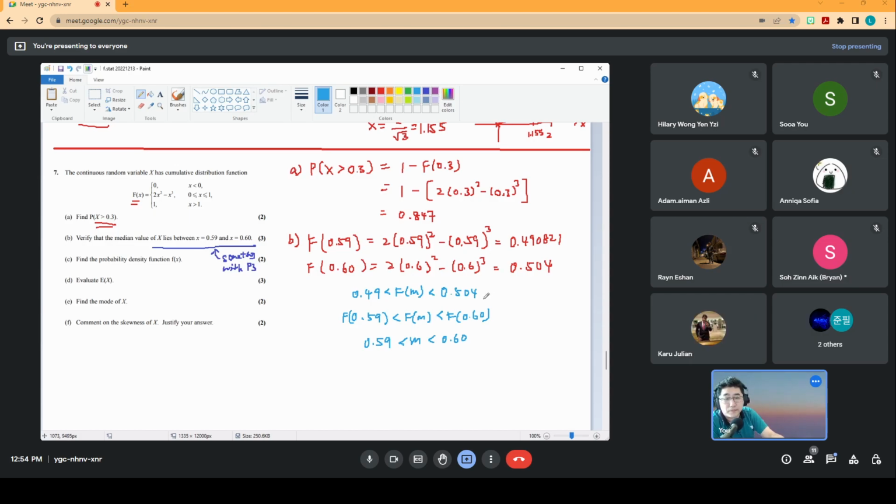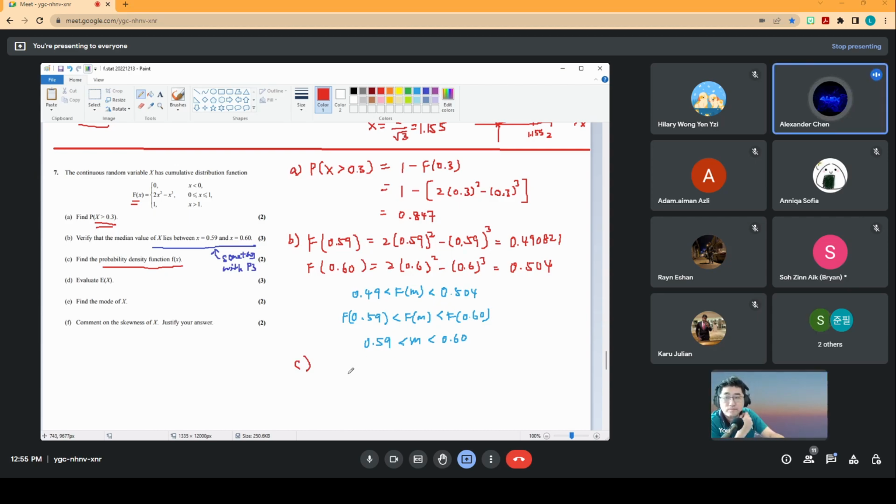Of course, the junior students, you don't need to worry much about it. When we finish P3, then you should be okay with this. Because section B here is using P3 knowledge. So find the probability density function. This is an easy one. How do we do this?